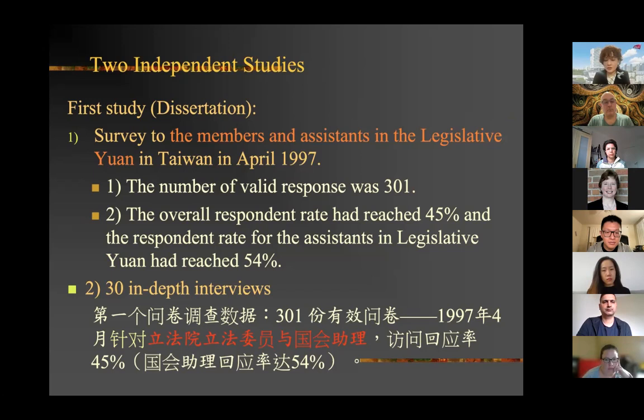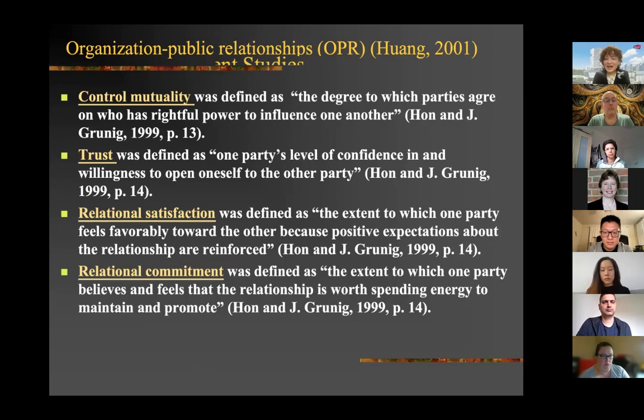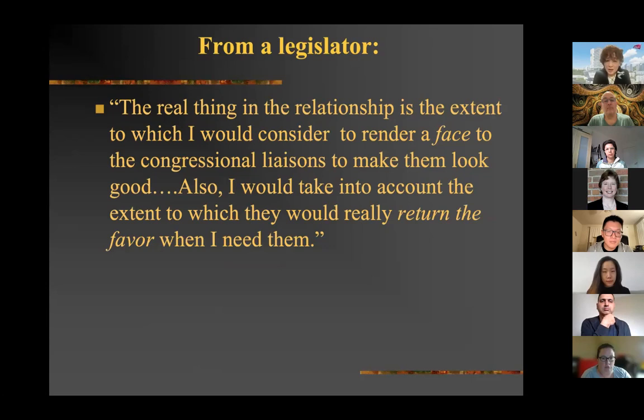But actually, I encountered a major issue: my respondents complained to me. They said, "Ms. Huang, the scales that you adopted to interview us, or in the survey questions, are actually not valid to reflect my relationship with the congressional liaisons." This is a quote from them. One of the legislators explained to me that the real thing in the relationship is the extent to which I would consider rendering face to the congressional liaisons to make them look good. And I also take into account the extent to which they will really return the favor when I need something.